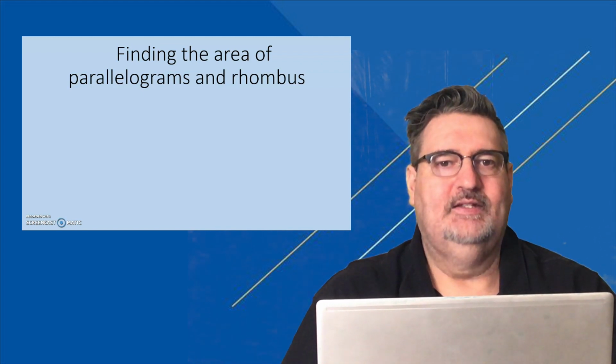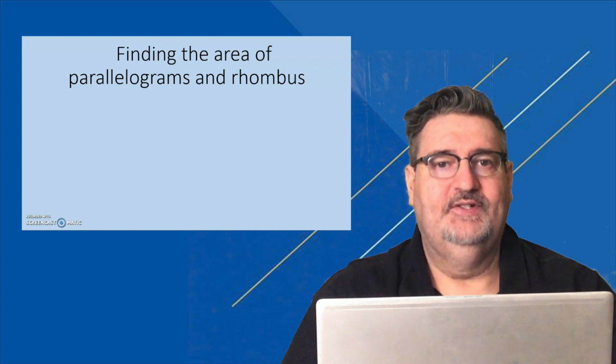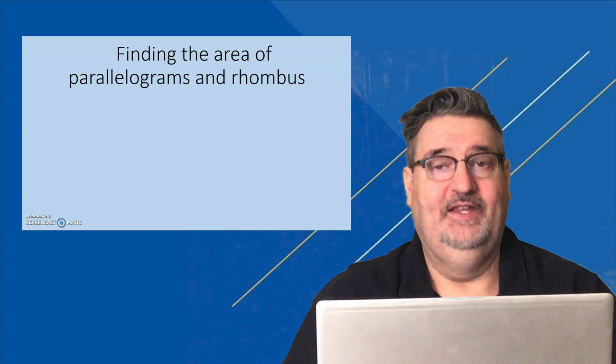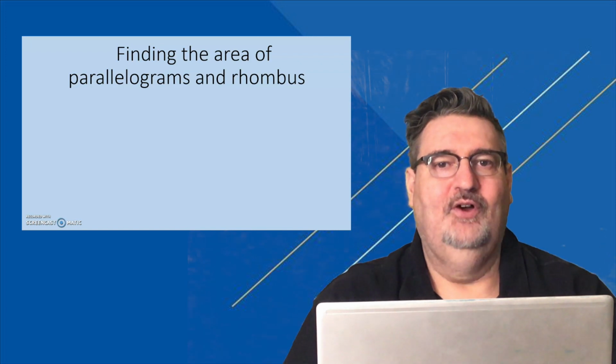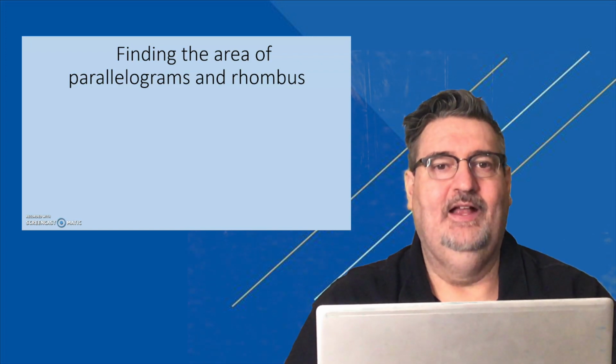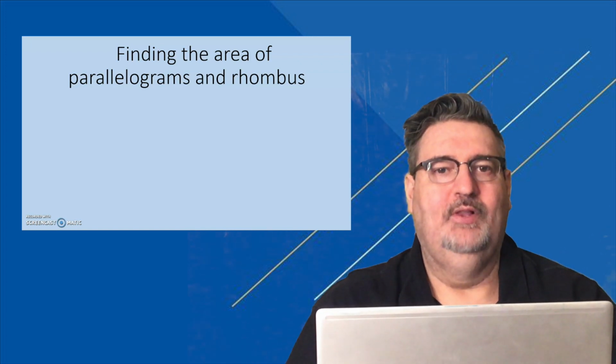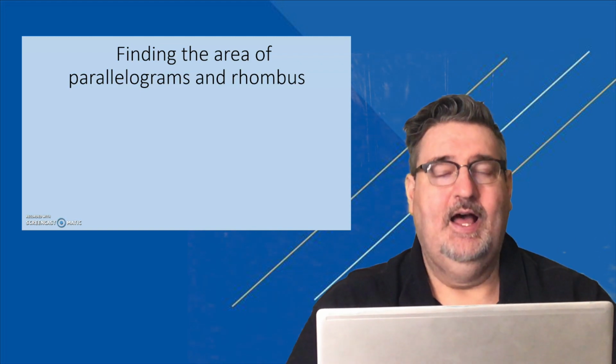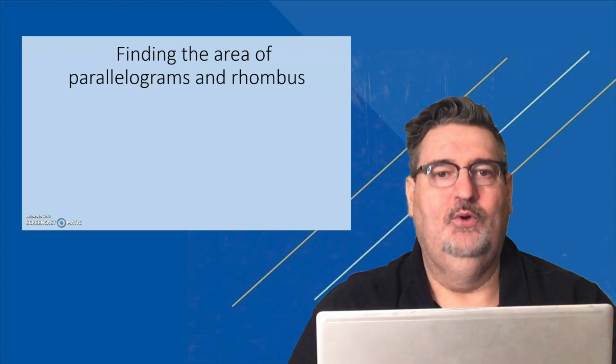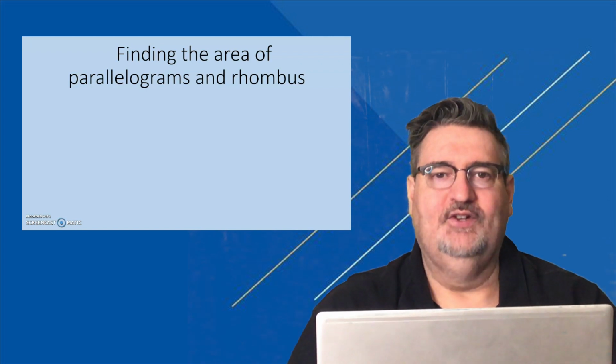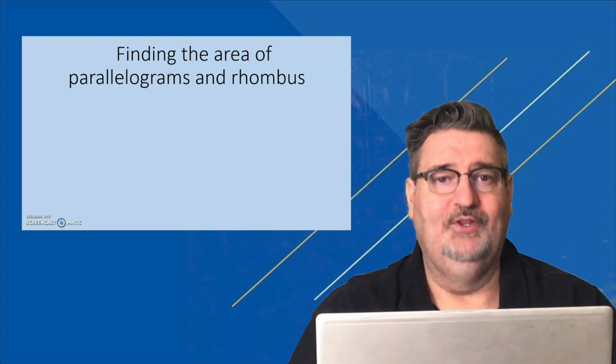So we've been talking about finding the area of parallelograms and rhombuses, or rhombi. We found that they're much like rectangles, where on rectangles we multiply length times width, and on parallelograms and rhombi, we multiply base times height. We went through and solved those, and you did a really good job, it looks like.